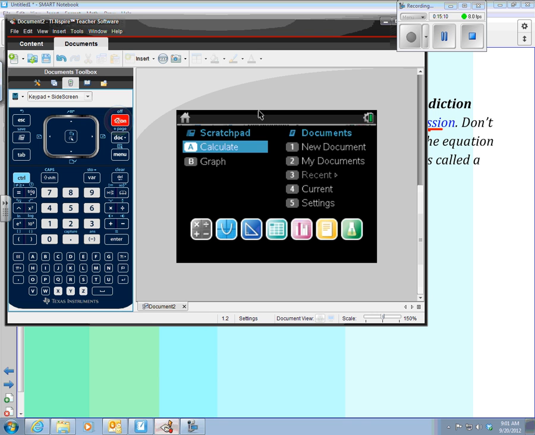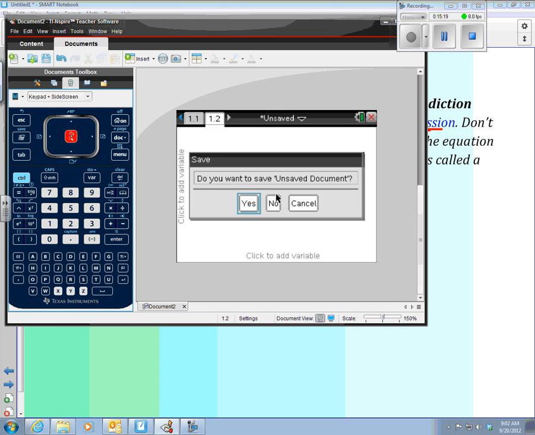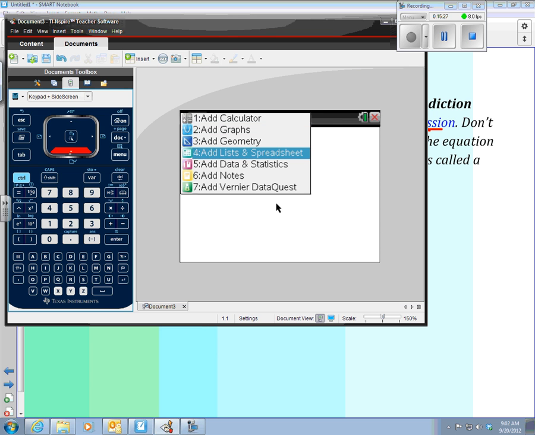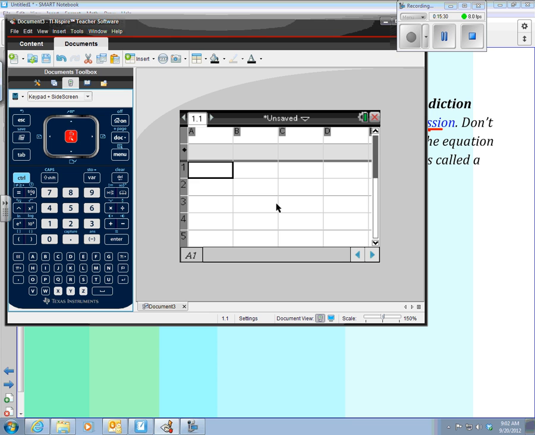First, we're going to hit the on button here, or the home button, and we're going to go to new document, and we don't want to save. So we're going to go down to lists and spreadsheets here. We're going to go up to A here, and we're going to type in, oh, what are we working with? I got to find that again. Okay, I typed in year and price.